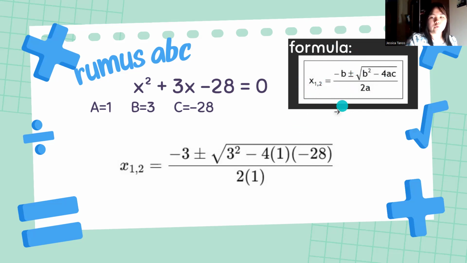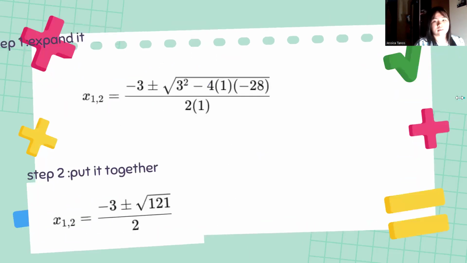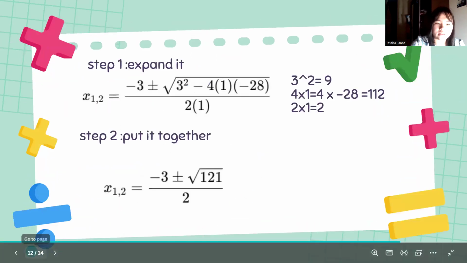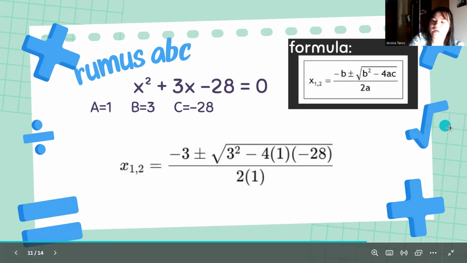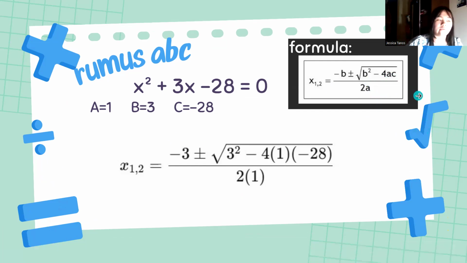x1,2 equals minus b plus minus square root of b squared minus 4ac, over 2a. So please remember this. It can be in your own strategies. In my strategy, to be honest, b squared minus 4ac is actually the formula of the discriminant, which is D.